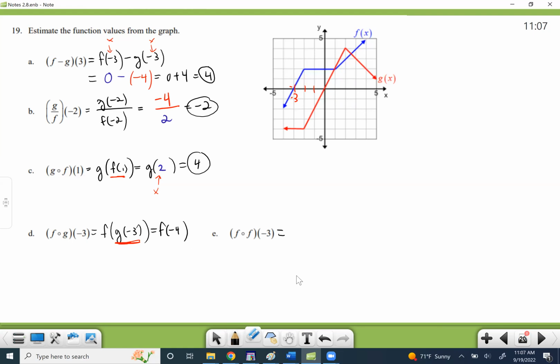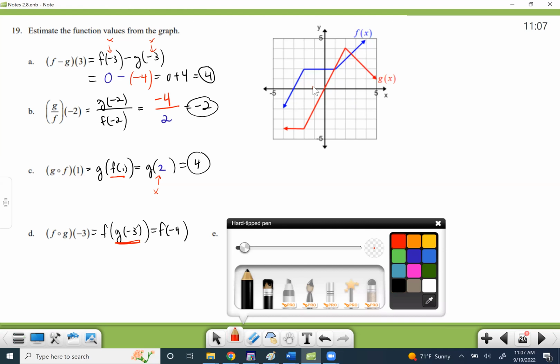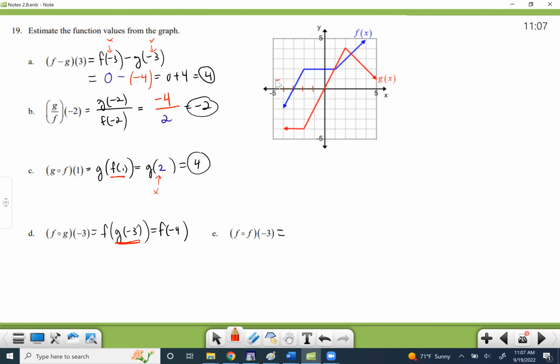Okay, so now x is -4, you guys. This is my new x. 1, 2, 3, there's -4. I'm going to have to find the y value, but on f this time. F is the blue one. So we went down 1, 2. So it's going to be -2 for the y value.